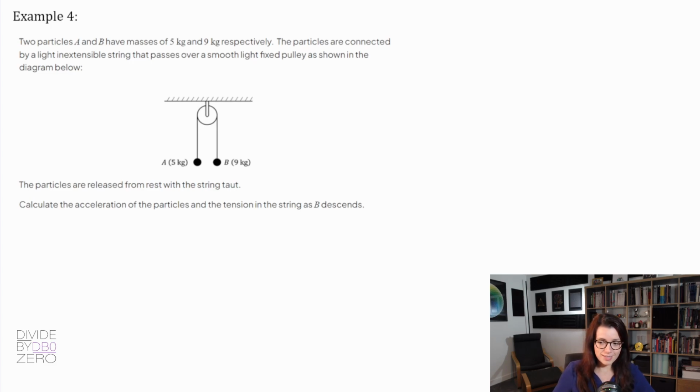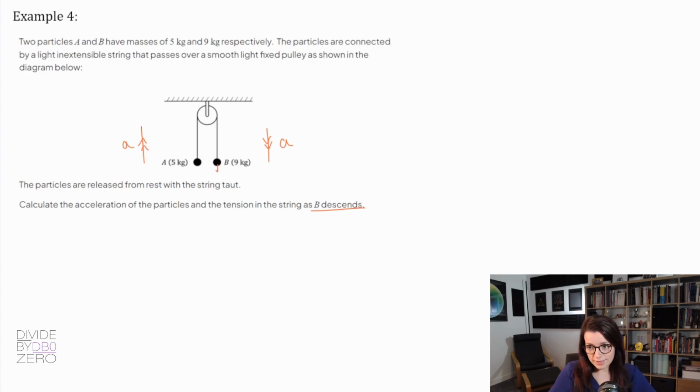Now in this question, it does specifically say that B is descending, but it won't always tell you. So you've got to use a bit of common sense here. B is the heavier particle. So if you think about two particles on a pulley, the heavier one is going to move down and the lighter one is going to move up. Let's put that on there. So B is accelerating down and A is accelerating up. Same acceleration, but different directions of motion.